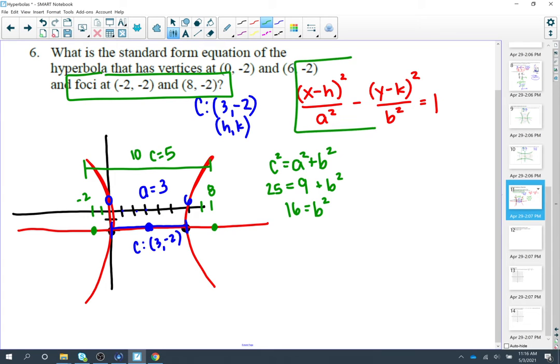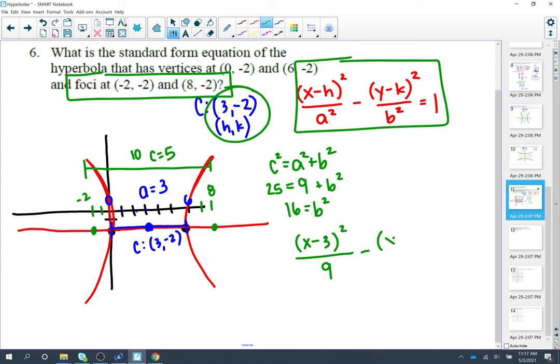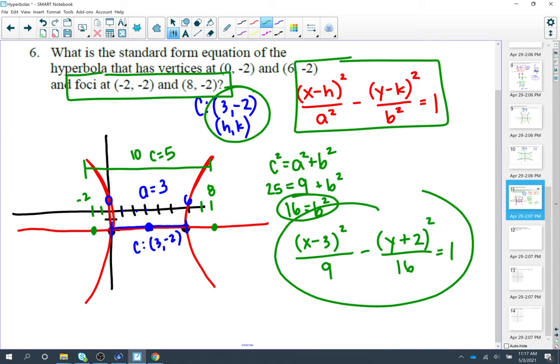I'm going to go back up here. x minus h. We know that h is 3, squared, over a squared. We know a is 3. 3 squared is 9. Minus y minus k. k is -2, so plus 2, squared, over b squared. We just found b squared is 16, equals 1. And there's your equation.